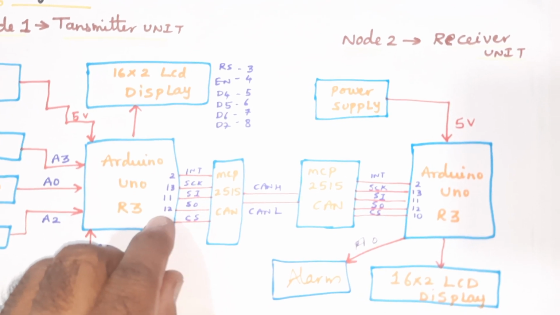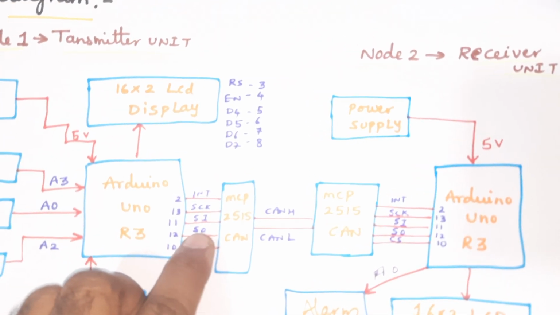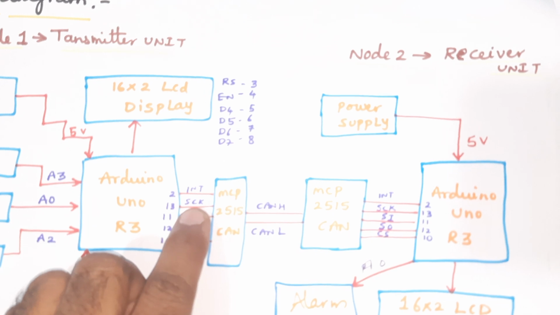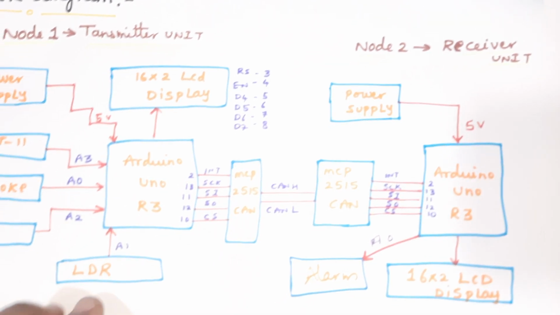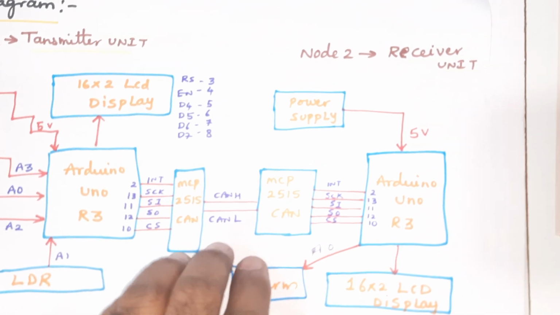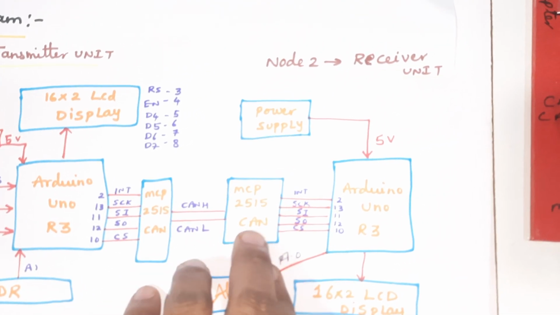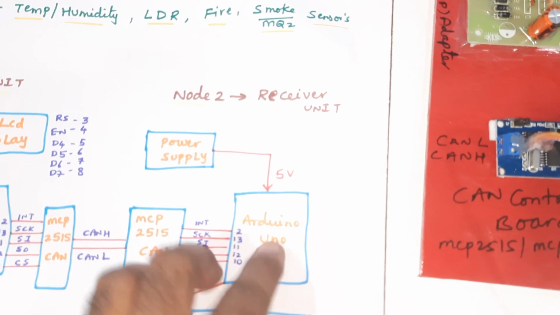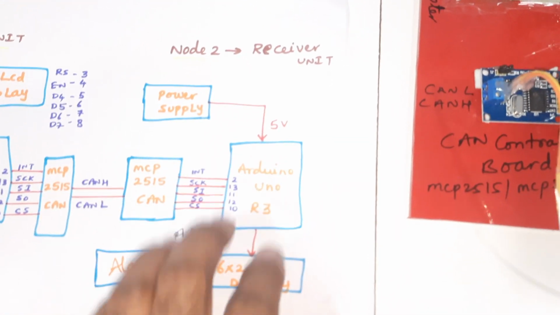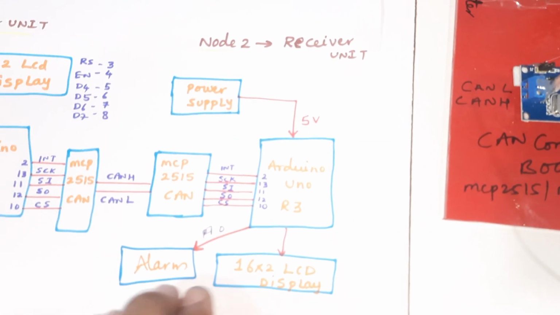MISO is connected to the 12th pin, MOSI to the 11th pin, serial clock to the 13th pin, and the interrupt pin to the 2nd pin. Here CAN high and CAN low are connected to the other controller board. Those are connected with the same pins of the Arduino Uno R3 board, a 5 volts power supply board, receiver module, 16x2 LCD display, and one alarm.